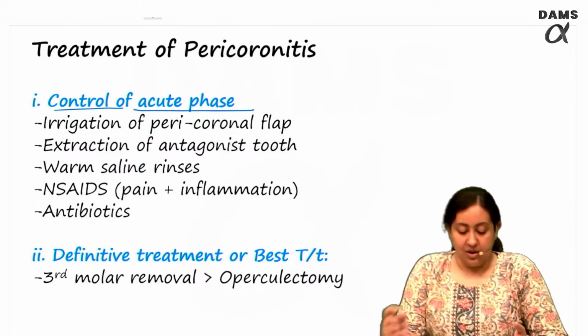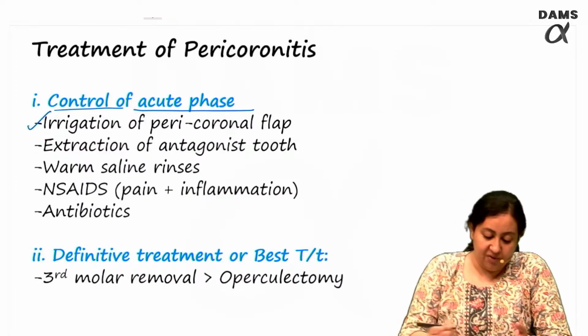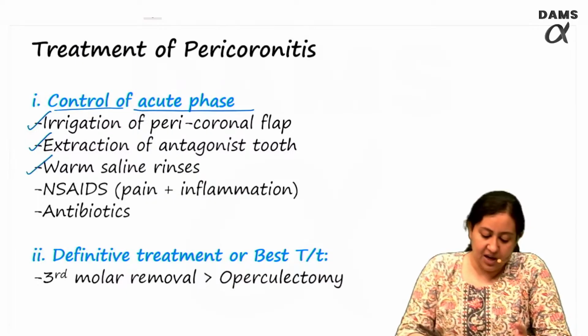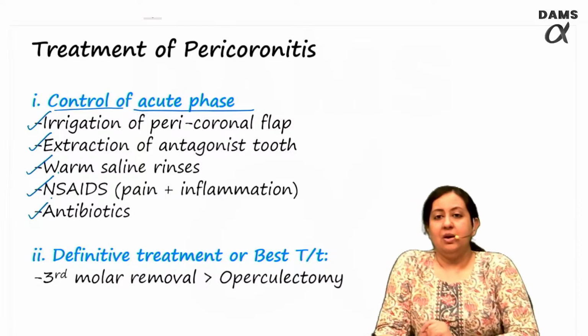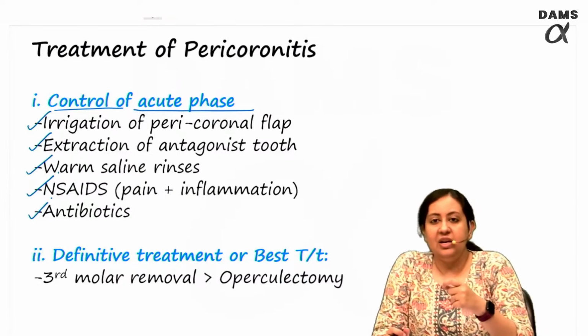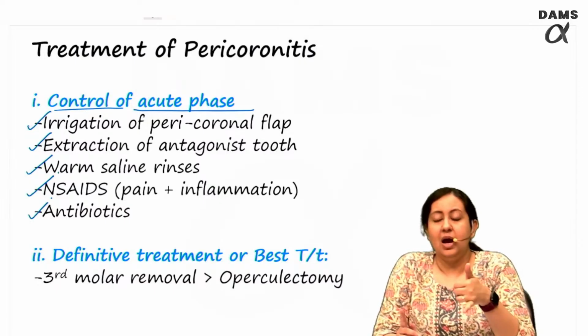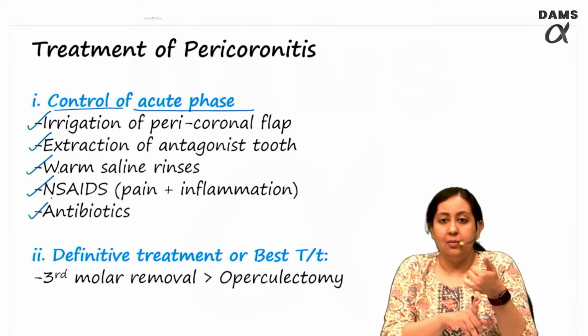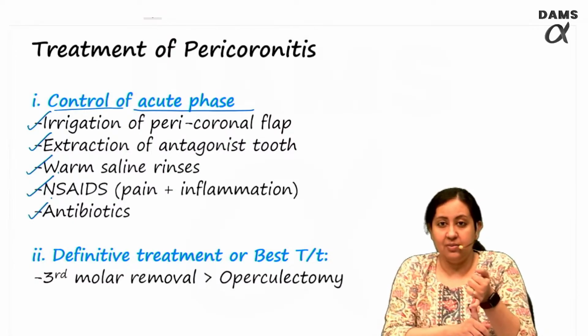How will you control the acute phase? Irrigation of pericoronal flap, extraction of antagonist tooth, warm saline rinses, NSAIDs, antibiotics. So let's see one by one. You will teach the patient how to irrigate beneath the pericoronal flap. What will happen? It will wash out all your food lodgement, it will relieve pressure, it will decrease inflammation.